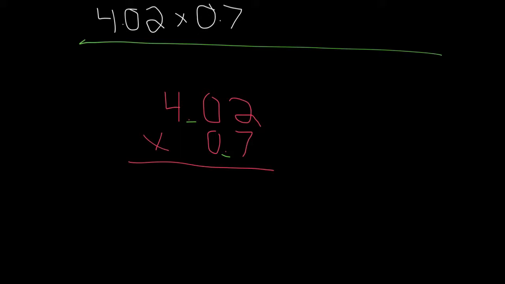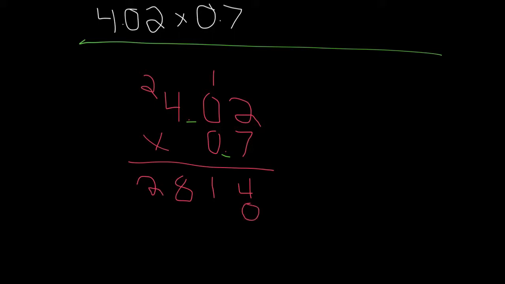So 7 times 2 is 14. So you put the 4 down and carry the 1. And then 7 times 0 is equal to 0. And then 0 plus 1 is equal to 1. 7 times 4 is 28. So you're going to put 8 down here and carry the 2. There's nothing to add it to, so you just carry it down. And then you're going to write a 0.